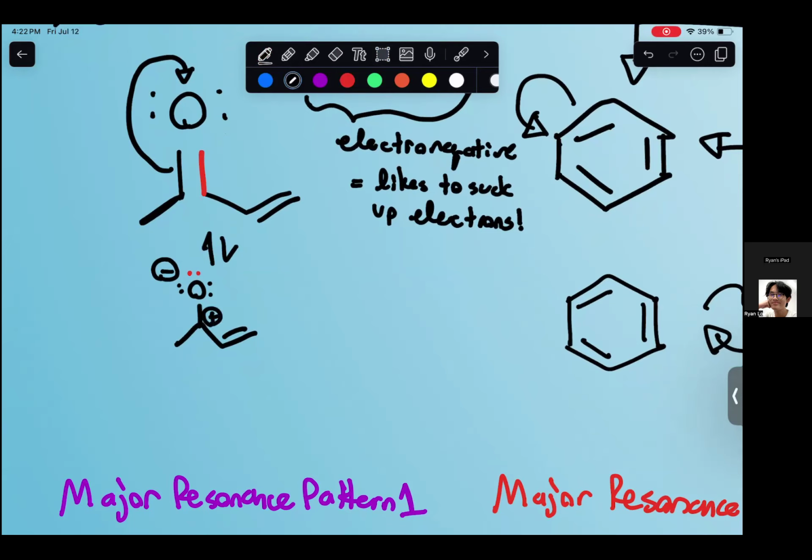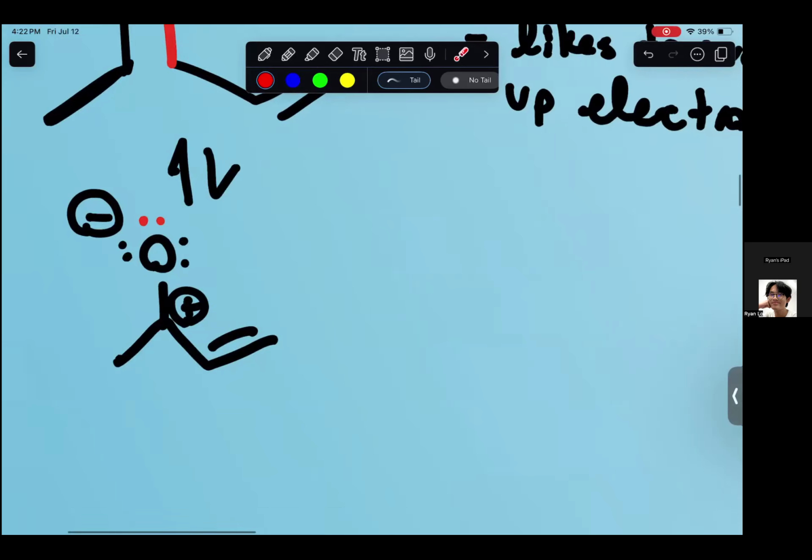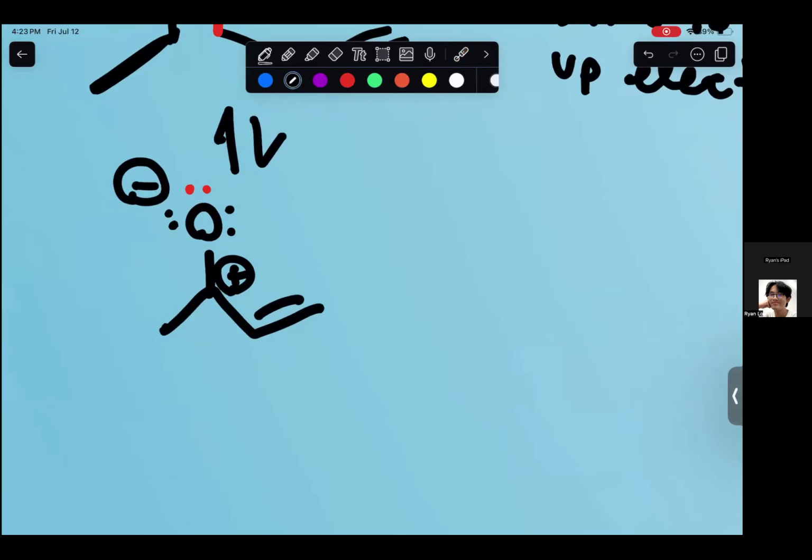And if you're confused about that on this carbon, remember this carbon was fully substituted. 1, 2, 3, 4, fully neutral. But then all of a sudden you took away one of its bonds and now it's angry, it's positively charged. And based off of this, hopefully you'll be able to figure out what major resonance pattern will happen next. Major resonance pattern one will happen. So we'll move on to here.